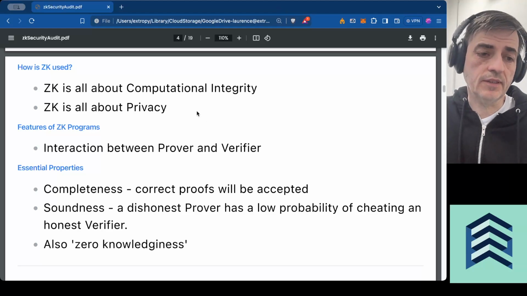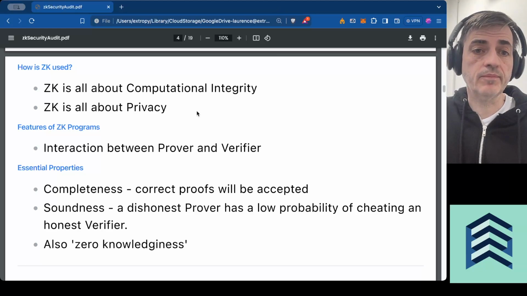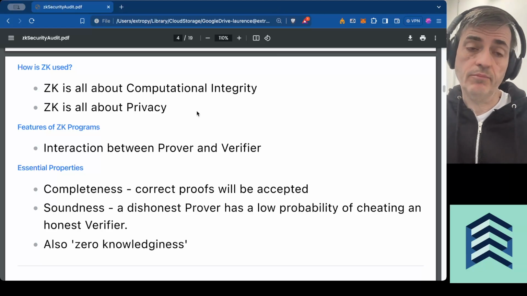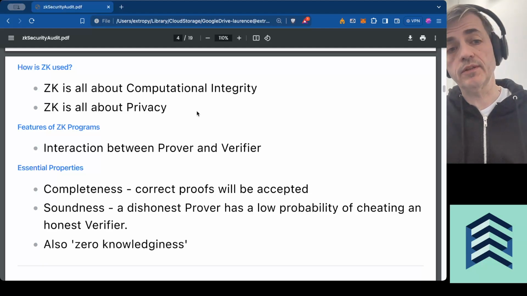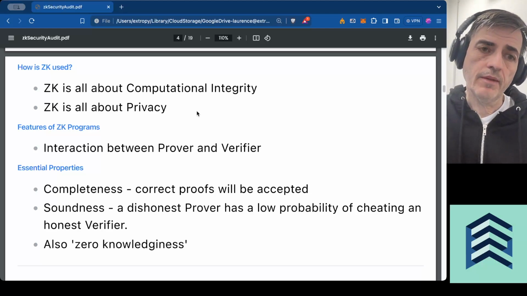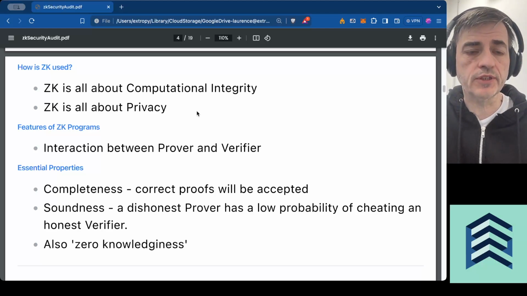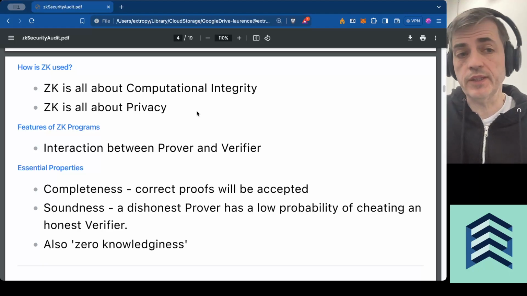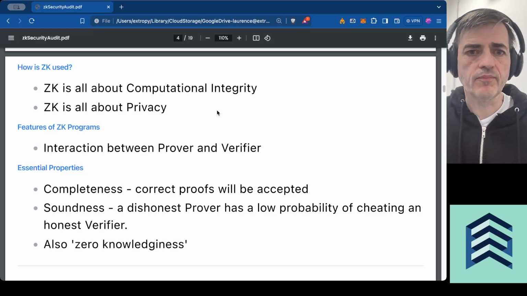Privacy is another aspect that is sometimes used, sometimes not used. So we can have private inputs to computation, and the zero-knowledge proofs will preserve that privacy. But as I say, it's not always used. For example, on StarkNet, all the information is public, so they just don't use that aspect.